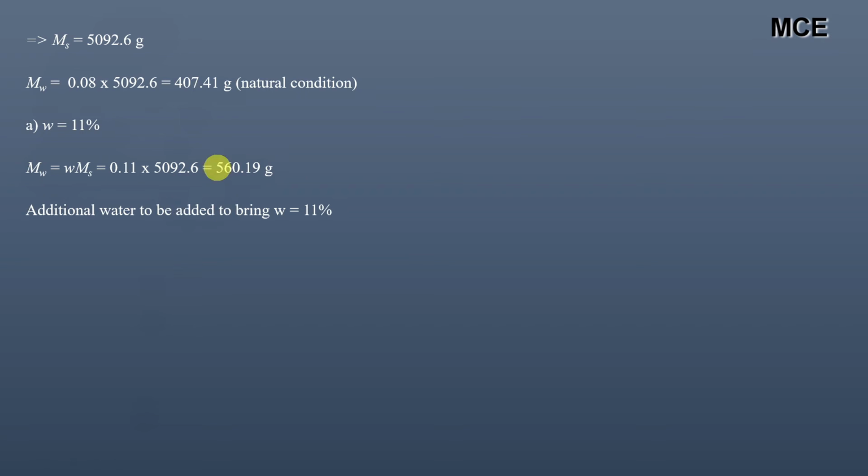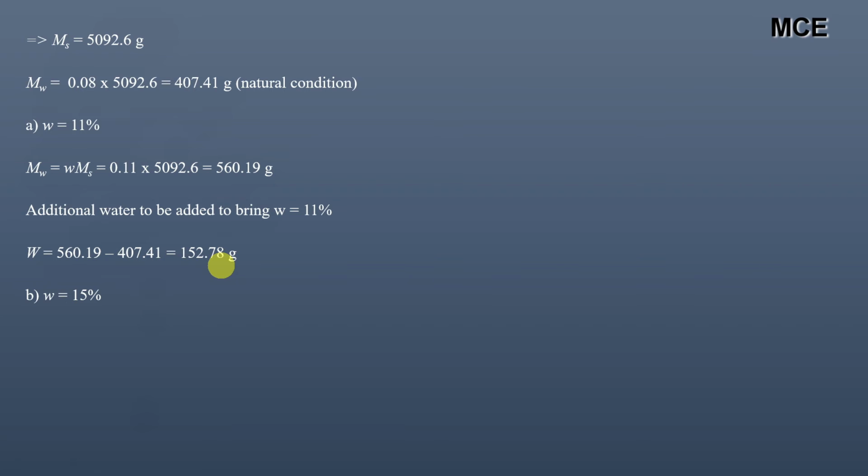So the additional water which we need to add to bring its water content to 11% is this: initially it has a mass of water equal to 407.41 grams, and to raise its water content to 11%, mass of water in the sample should be equal to 560.19 grams. So additional water which we have to add is 560.19 minus 407.41, which is equal to 152.78 grams of water you need to add to this borrow pit material soil so that its water content is raised to 11%.